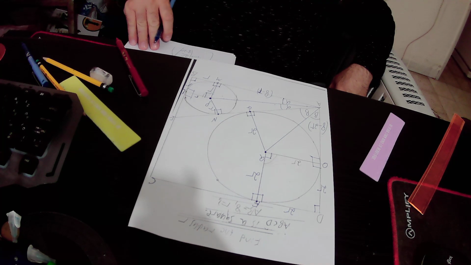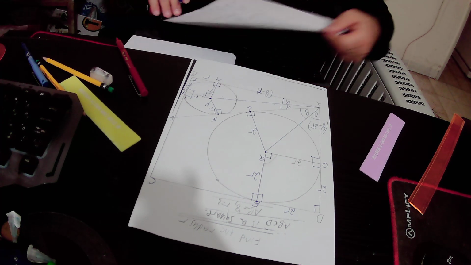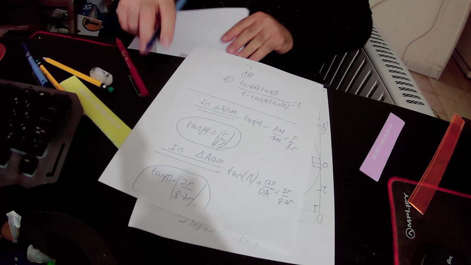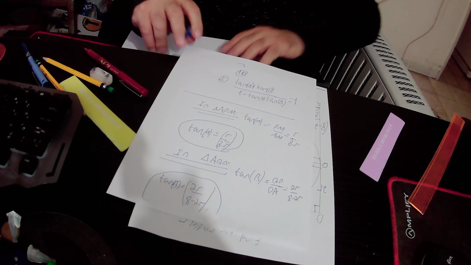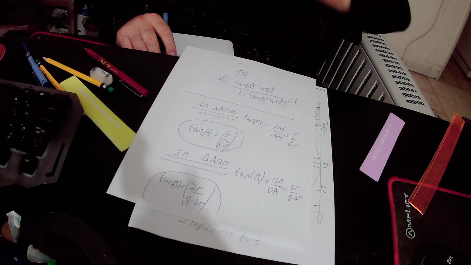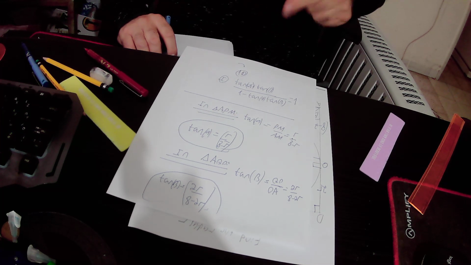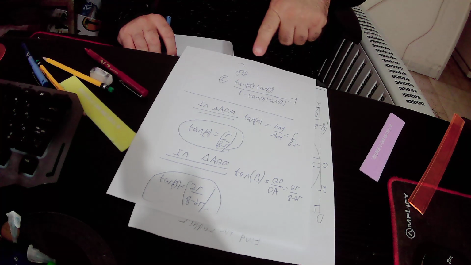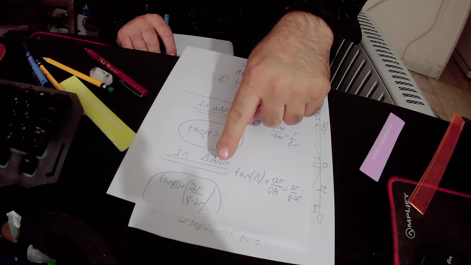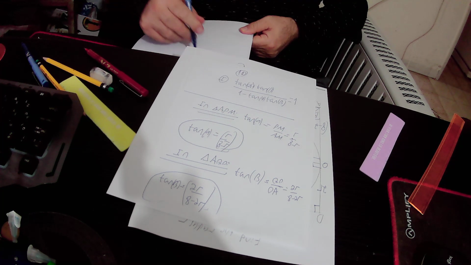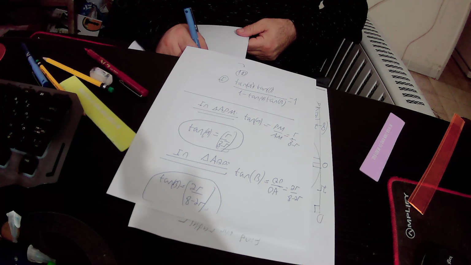Again, we found out the value of tangent beta equals 2R over 8 minus 2R, and tangent alpha equals R over 8 minus R. So now we can substitute tangent alpha and tangent beta in equation number 1 by the values that we found here. Okay, so we will do it now.